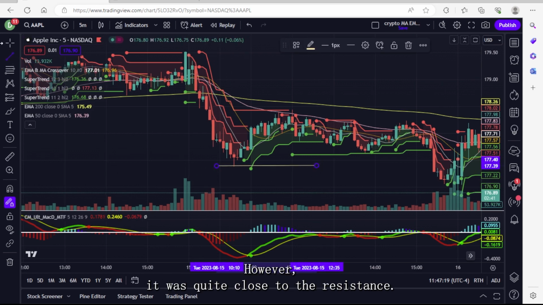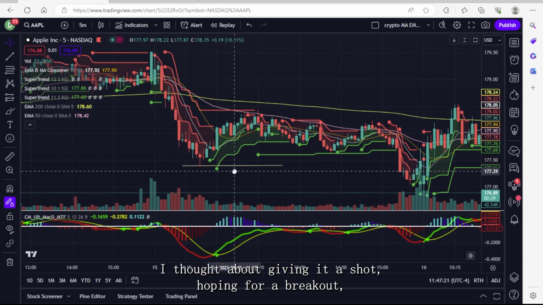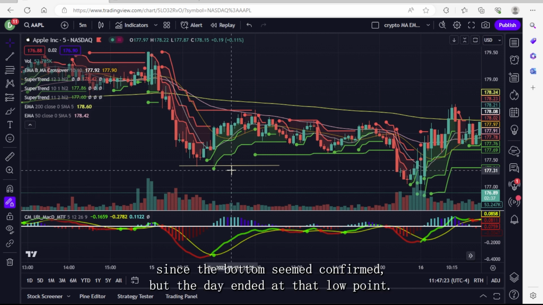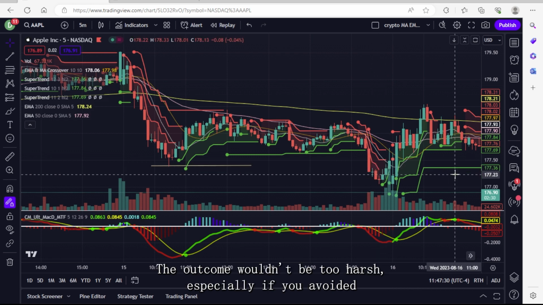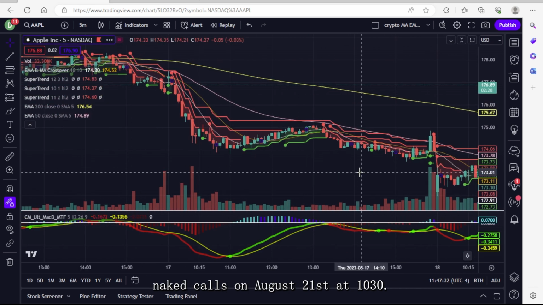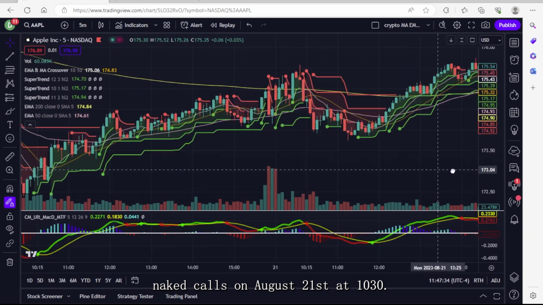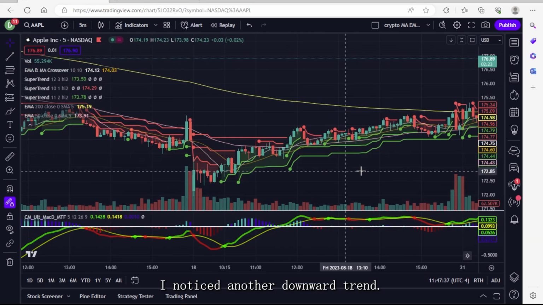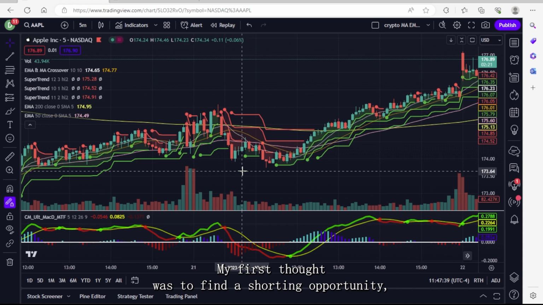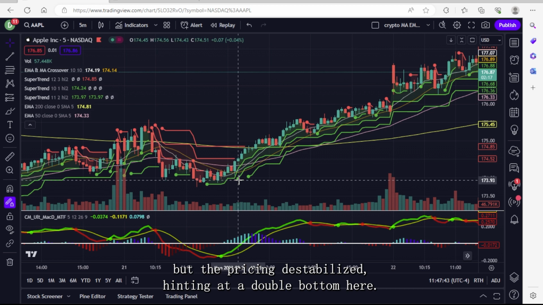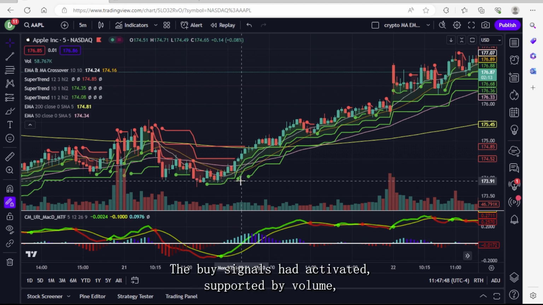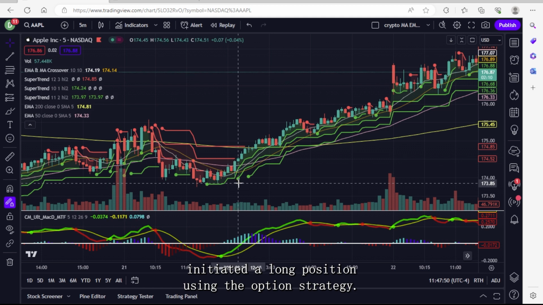However, it was quite close to the resistance. I thought about giving it a shot, hoping for a breakout since the bottom seemed confirmed. But the day ended at that low point. The outcome wouldn't be too harsh, especially if you avoided naked calls. On August 21st at 10:30, I noticed another downward trend. My first thought was to find a shorting opportunity, but the price seemed to stabilize, hinting at a double bottom here. The buy signals activated, supported by volume. I initiated a long position using an option strategy.